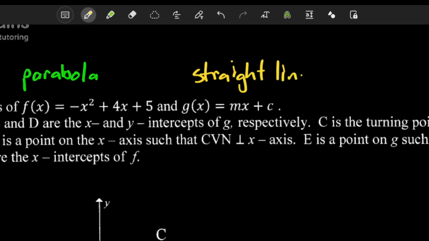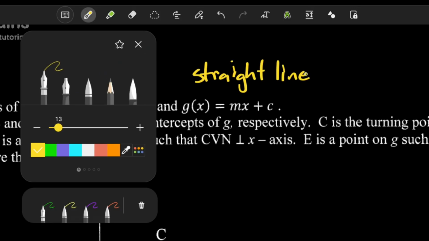It's just a straight line graph. That was a dumb joke. Well, I don't think that was a joke. It was what it was, you know.